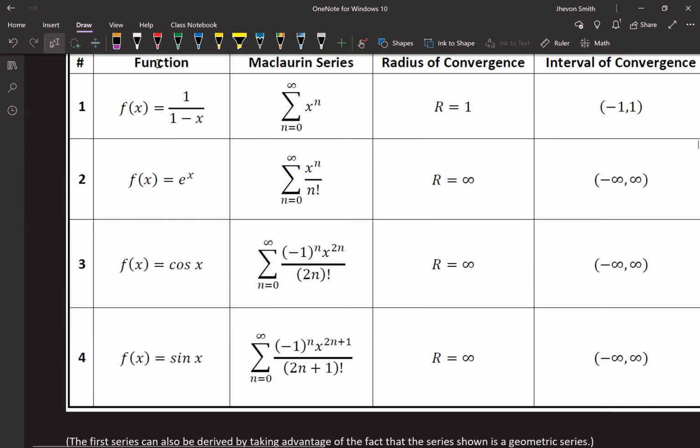These are them. The function 1 over 1 minus x is the series from n equals 0 to infinity of x to the n. This works for a radius of convergence of 1, because it works specifically on this interval. e to the x can be thought of as this series. Cosine of x can be thought of as this series. Sine of x can be thought of as this series. These series for these three work on the entire real line.